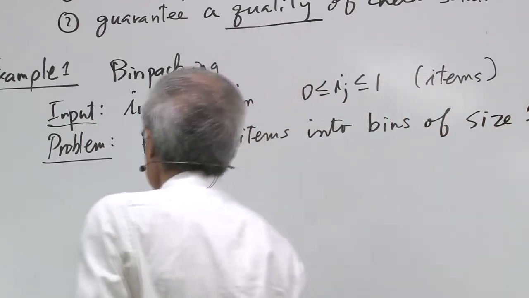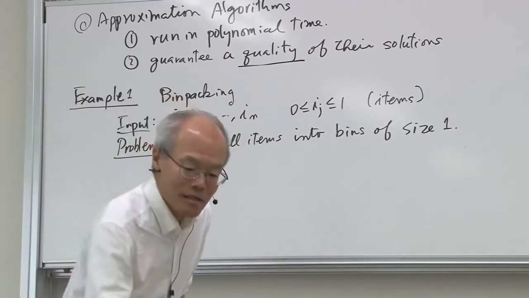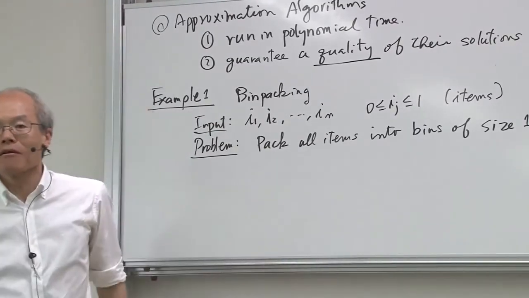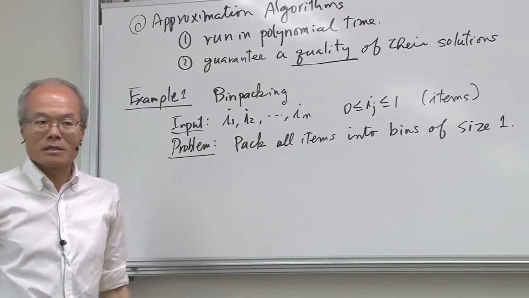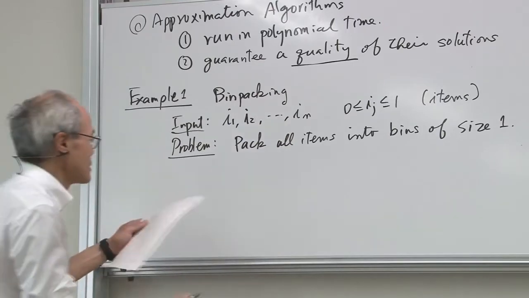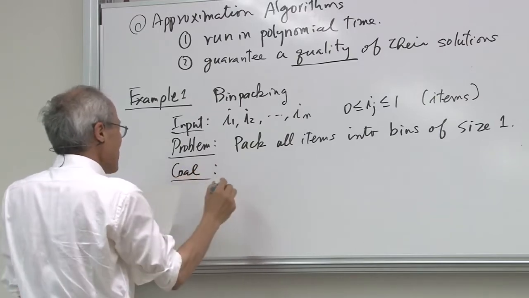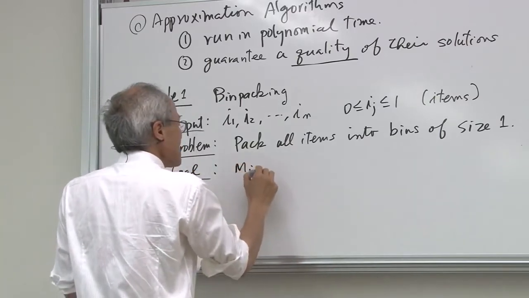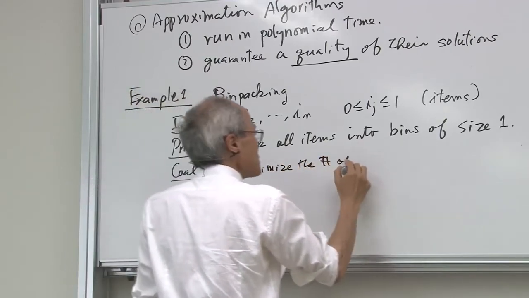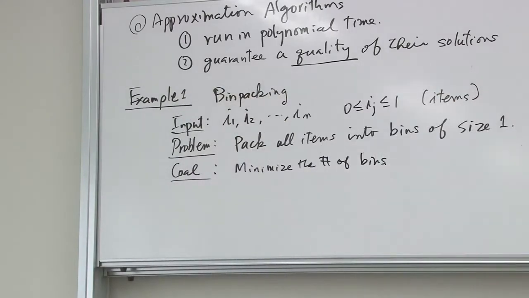Okay, the problem is you have to pack all items into bins of size 1. So items are just like your luggage. You have to pack all your luggage into the bins of an airplane. That is exactly this problem. Our goal is, of course, to minimize the number of required bins.